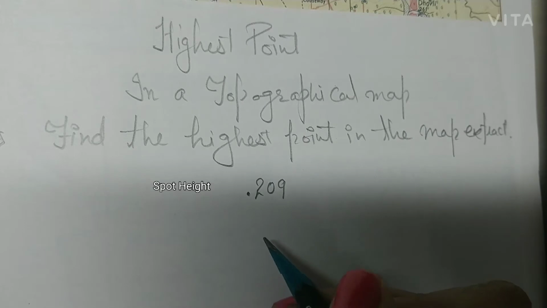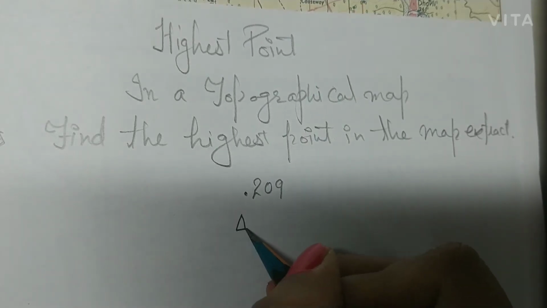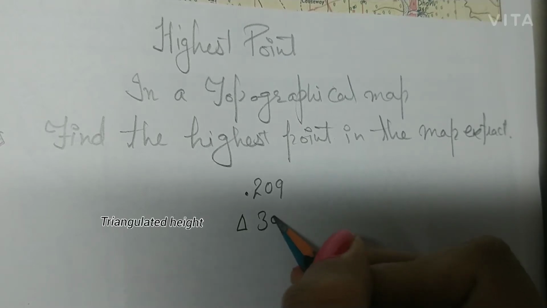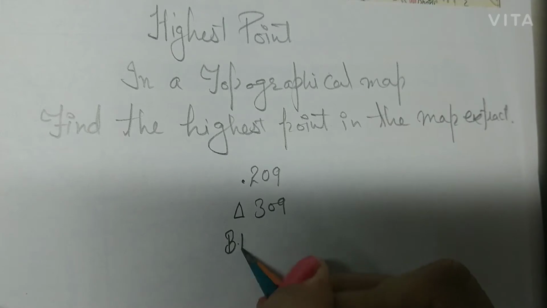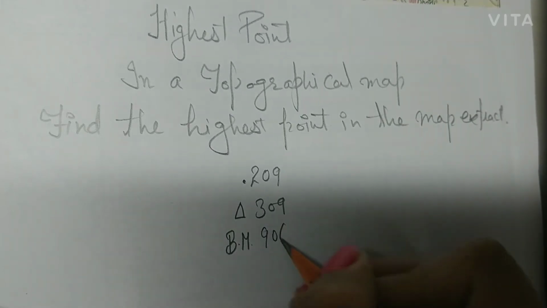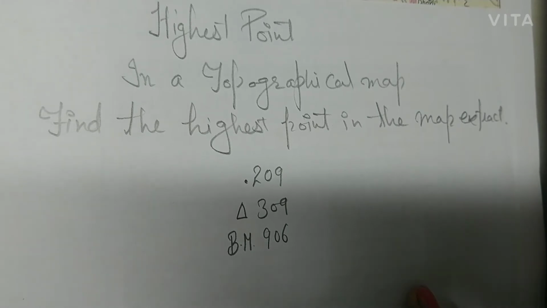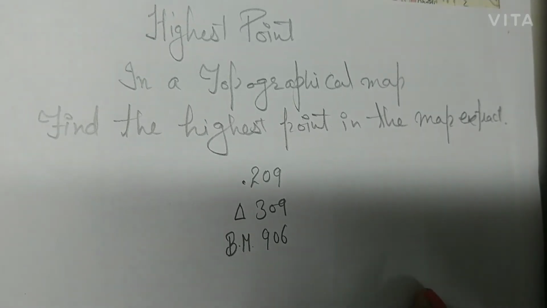Second is triangulated height, that is shown with a triangle and a number. Third is benchmark, also with a number. So these are the main methods to show the height on a topo sheet.